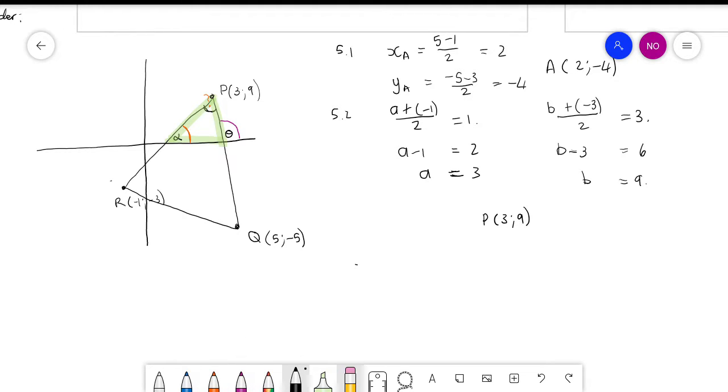Okay, so I marked mine theta and alpha. For 5.3, you do have to indicate it on the sketch, else I won't know what I'm marking. So tan of theta will be equal to the gradient of PQ. Now I'm first going to work out the gradient. So it's 9 minus 5. Remember the first minus is part of the formula. 14 over 13.